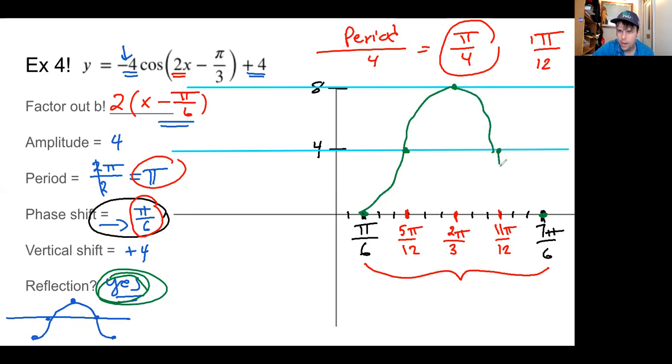Not the greatest, but worked out okay. So there we go. That's our nice cycle of cosine that we graphed there. And yeah, I'm happy with it.